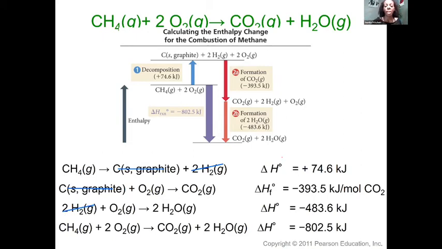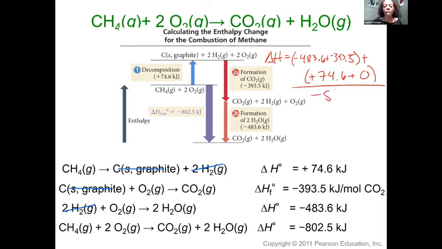But just to step it out, the heat is equal to the sum of my products, so negative 483.6 plus negative 393.5, minus the sum of my reactants, which is negative 74.6 plus 0 for the oxygen. That makes this become positive. When we add all that up, we get negative 802.5 kilojoules as our final answer. So this is an alternative way to predict the enthalpies of reactions if we're given information about the heats of formation.